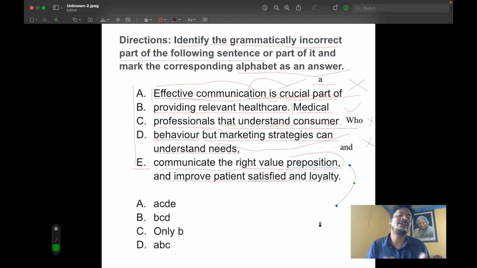They generally connect noun to noun. Let's say the glass is on the table. Here the glass and the table have been connected on the basis of the prepositional word on. But here it doesn't fit into the sentence. It says communicate the right value preposition. So it should be what? It should be communicate the right value proposition. That would be the correct word, proposition.